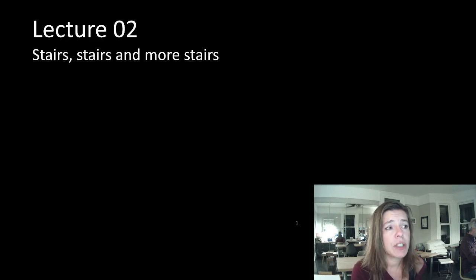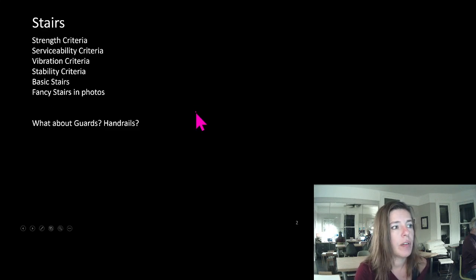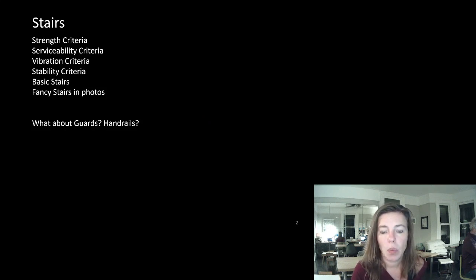So today's lecture is stairs, and more stairs. This one also introduces us to the method that we're going to use for this course every time we talk about at least some of the main features. What I'm going to do is introduce all the criteria we use when designing these feature elements. So this week it's stairs.